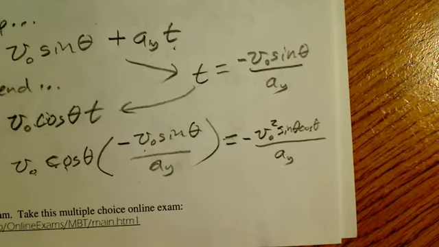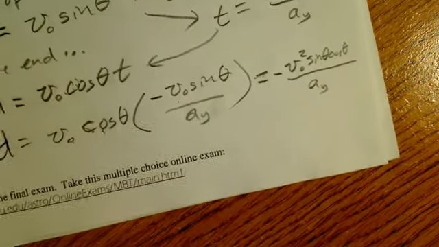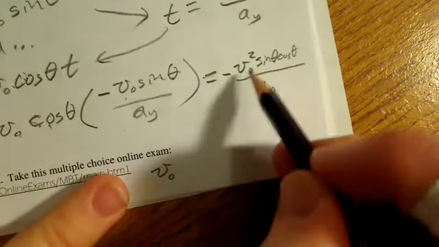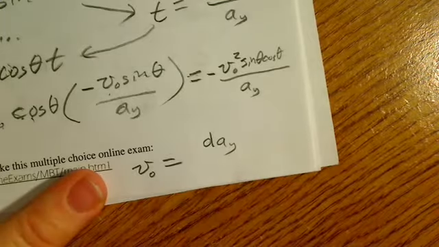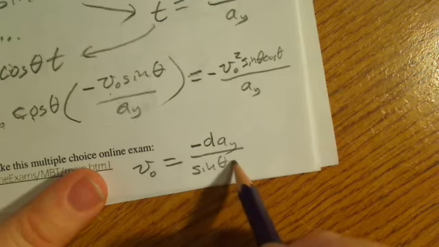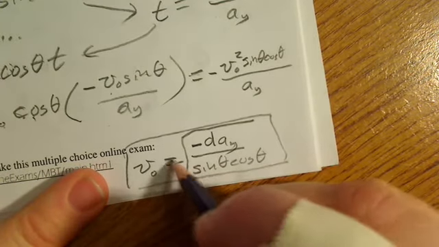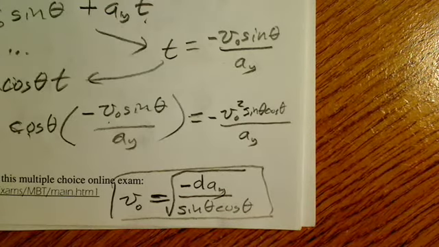Okay. All right, that's not so bad, I guess. So the final step is to say that the initial velocity is equal to d, right there, times a_y, and we also have a minus sign we can pull over there as well, divided by sine of theta, cosine theta. Hope I didn't make any mistakes here. Oh, square root, because it's v naught squared. Check that over to make sure it looks right.